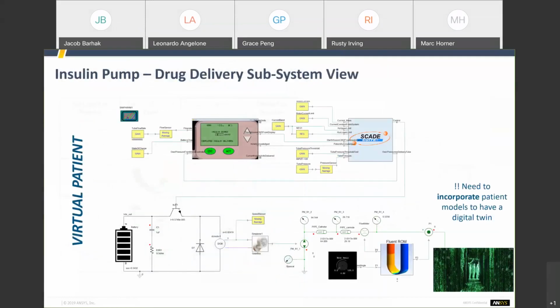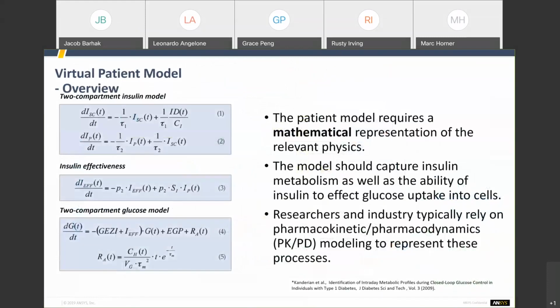The last thing we wanted to talk about here was to make a connection to the digital twin. So now we have this great system model of our drug delivery subsystem, but up to this point, the drug was just dumping off into free space. So the question now is, how do we make that connection to the digital twin? And how we did that in this case was using pharmacokinetics.